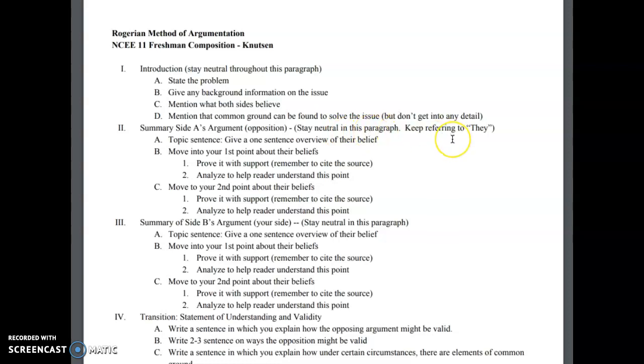You're going to keep referring to "they." You're really good at writing summaries. So here's what I want in it. I want a topic sentence giving a one-sentence overview of their belief. I want you to move on to all of their beliefs. You're going to be using support to prove what they believe, and examples, and you're going to be citing your sources and all of that.